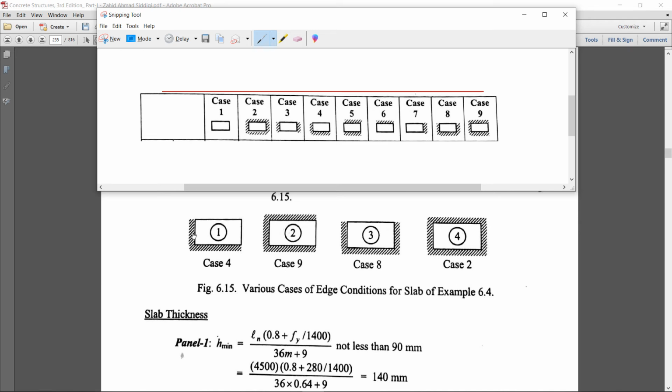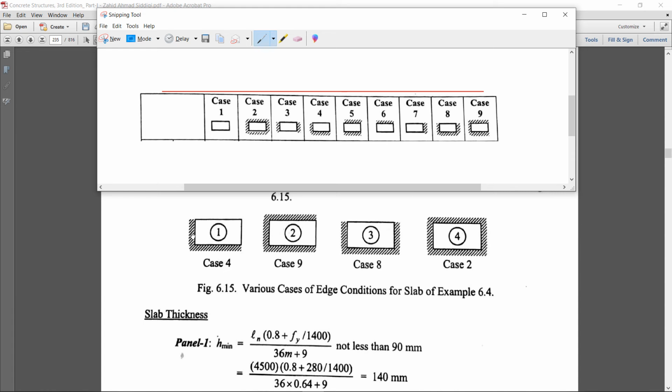We only know that in slab panel 1, one longer and one shorter edge are discontinuous and the other longer and shorter are continuous. Similarly in slab panel 2, one shorter edge is discontinuous, all 3 others are continuous. In slab panel 3, one longer edge is discontinuous, all 3 others are continuous. And in slab panel 4, all edges are continuous.